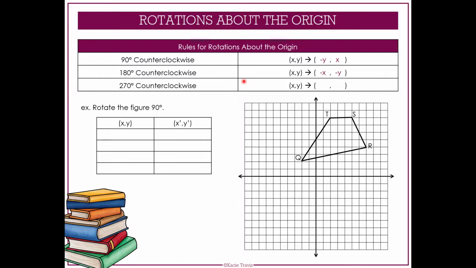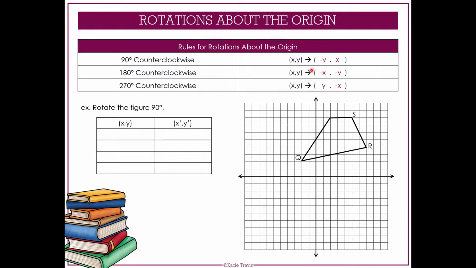Now, the positions of both of these do not change like they did in the previous one. The x and the y stay in the same place. The only thing that changes is our sign. Then if we're dealing with 270 degrees counterclockwise, our y and x switch just like with 90. The only difference is that instead of y changing signs, the x changes signs.